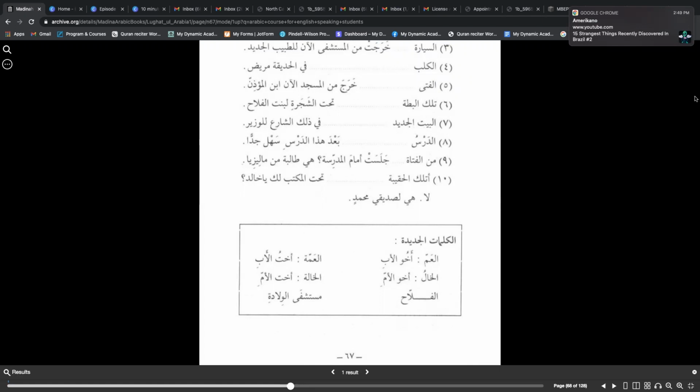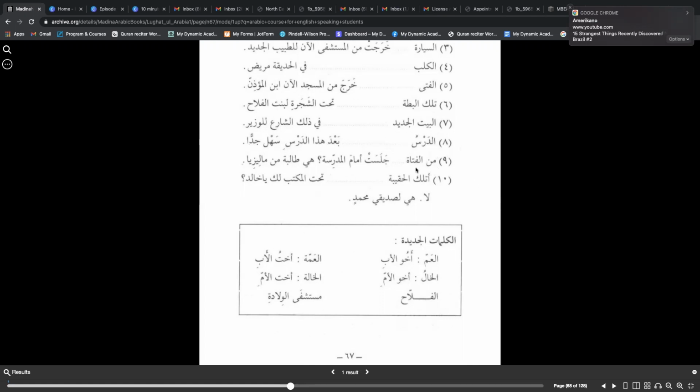البيت الجديد, the new house, and since it's masculine, we have to say الذي. البيت الجديد الذي في ذلك الشارع للوزير. So the new house which is in that street belongs to the minister. الدرس الذي بعد هذا الدرس سهل جدا إن شاء الله. So the lesson which is after this lesson is very easy.